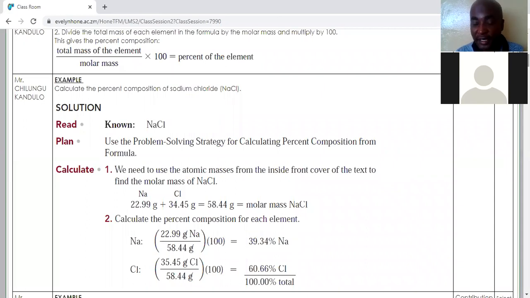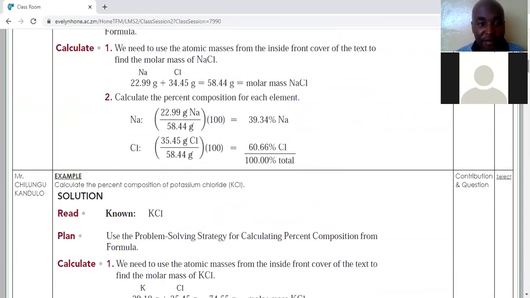So to calculate the percent, this is what you do. For the sodium, 22.99 over 58.44. Very boring if you're not fond of it.